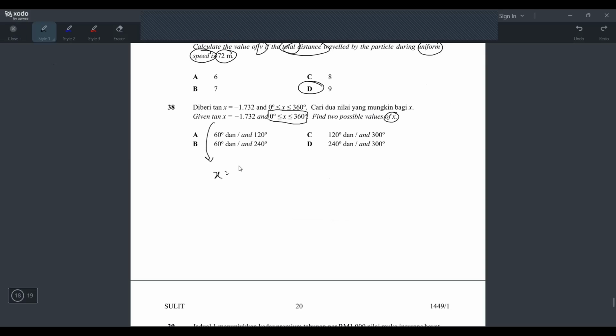How to find X? Tangent hantar sana, jadi tangent inverse. Tapi negatif tu macam mana? Jangan tekan. You tekan, saya hantar you. Okay, jangan tekan. The negative tak boleh tekan.